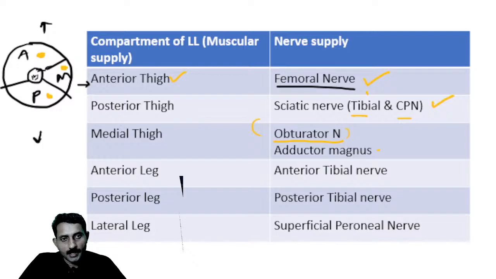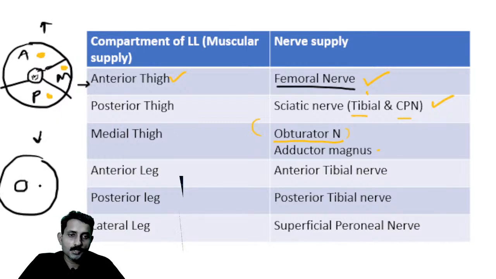Now, in the leg, how can we divide? I told you this for the thigh region. Now, this is a cut section of the leg. What will be the bones here? We have tibia and fibula. How many compartments are there? Here it is divided into an anterior compartment, a posterior compartment, and a lateral compartment. Note the change here: in the thigh region we had a medial compartment, and in the leg region we have a lateral compartment.